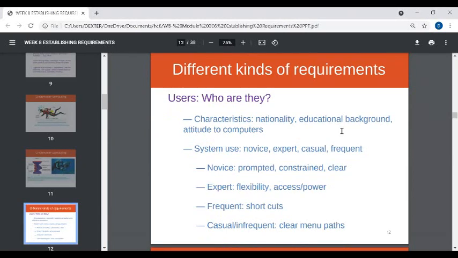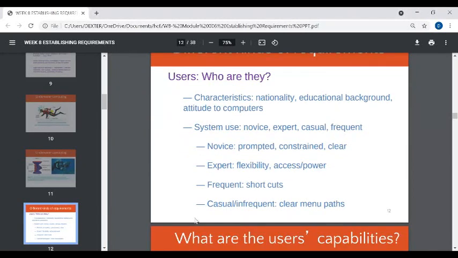Different kinds of requirements. Who are they? User characteristics capture the key attributes of the intended user group. In our previous lesson, we mentioned the relevance of user abilities and skills, and these are important aspects of user characteristics. Other characteristics that may affect the design are the user's nationality, educational background, preferences, personal circumstances, physical or mental disabilities, and so on.